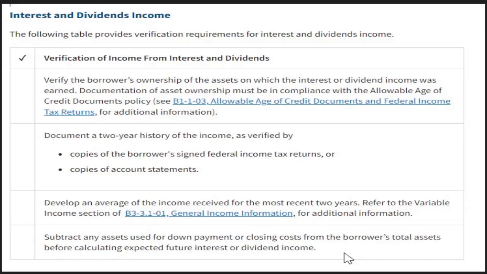So as an underwriter, such information is going to be very crucial and very important, and every underwriter has to have this kind of information, right? To make a sound decision on your loan.